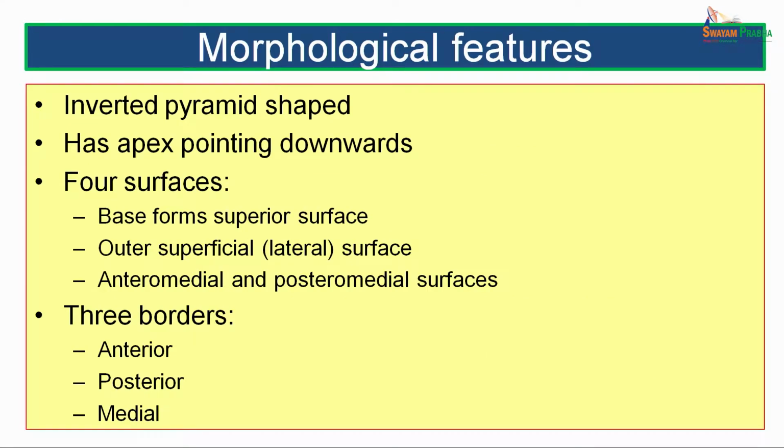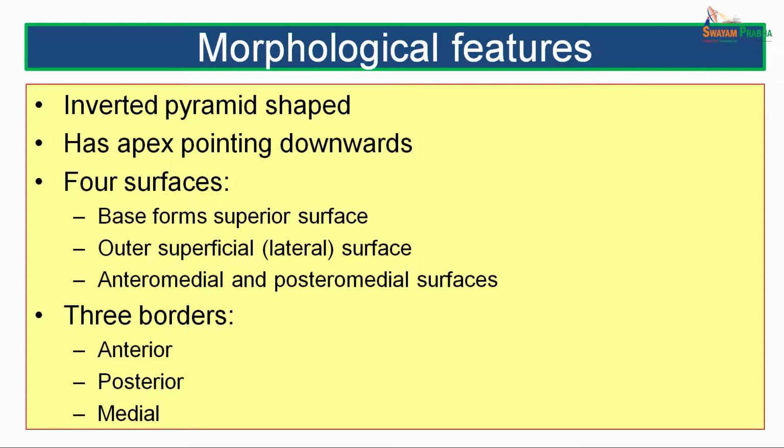Let us study the morphological features of the parotid gland. As we have already said, the parotid gland is inverted pyramid shaped. It has an apex which is pointing downwards. The base is also the superior surface and the other three surfaces are the outer superficial or lateral surface, and on the inner side there are two surfaces, that is the anteromedial surface and the posteromedial surface.